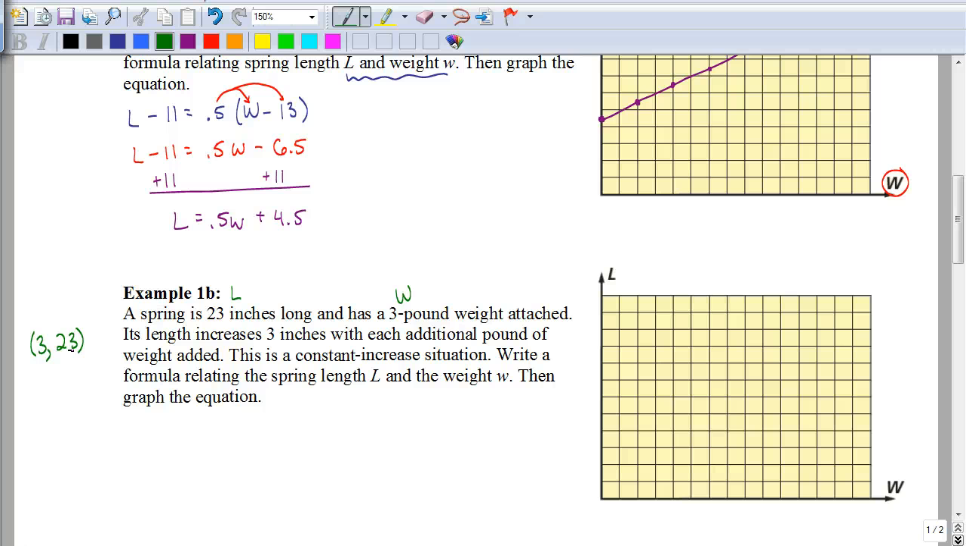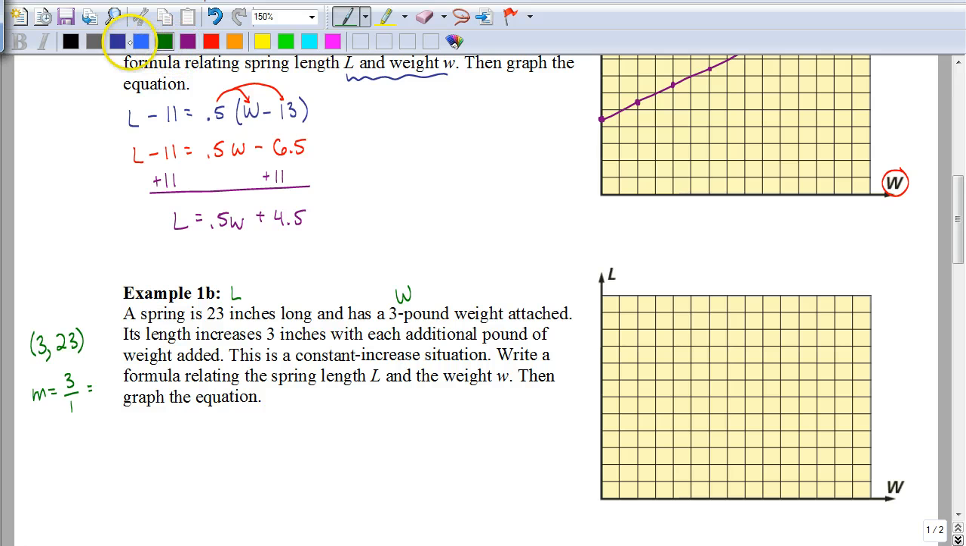Its length increases 3 inches with each additional pound of weight added. So what that means is that our slope is going to be, our change in y is going to be that it changes 3 inches for every 1 pound weight that's attached. So 3 over 1, or just 3, would be our slope.